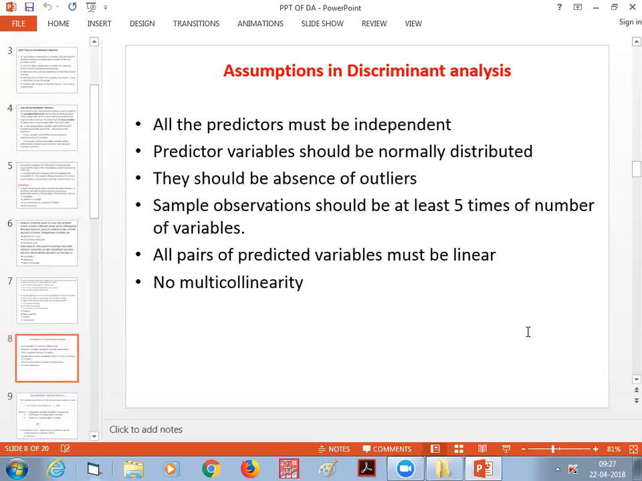Then all pairs of predictor variables must be linear. Predictor variables must be in a linear relationship between x1, x2, etc. And there should be no outliers. Outliers mean some observations may not belong to that group. So these are all the things, and normality of the predictor variables, that is the most important assumption. One has to check all these assumptions before carrying out the discriminant model.